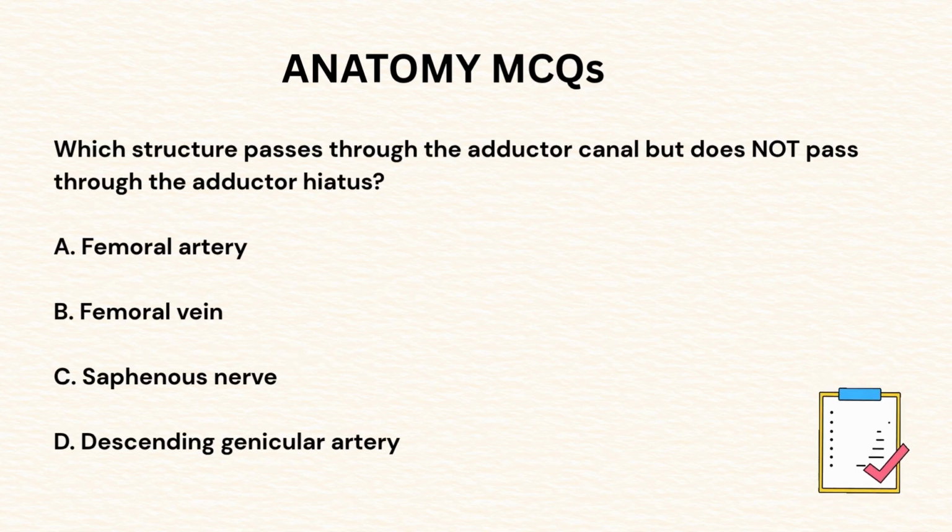Which structure passes through the adductor canal but does not pass through the adductor hiatus? A. Femoral artery. B. Femoral vein. C. Saphenous nerve. D. Descending genicular artery. Correct answer is option C. Saphenous nerve. The saphenous nerve travels through the adductor canal but leaves the canal before reaching the adductor hiatus. The femoral artery and vein pass through the hiatus to become the popliteal vessels. Memory loop: saphenous nerve → adductor canal, not adductor hiatus.